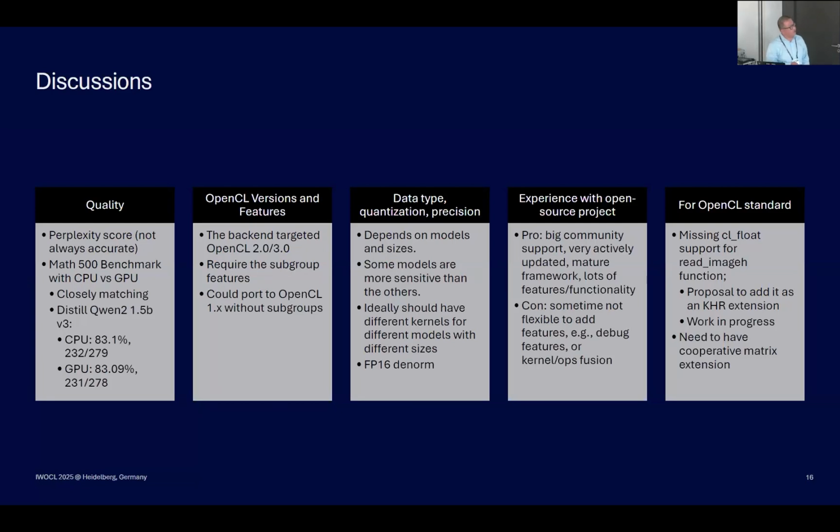For data type, quantization, and precision, as I mentioned, some models are more sensitive to precision than others. So sometimes we have to switch from FP16 kernels to FP32 in order to maintain the quality. This becomes more important when the model becomes smaller. Like the 1 billion and half billion models are more sensitive than the large models. In the future we plan to do more dynamic kernel selection. For example, for some of the kernels, when you don't have FP16 support, you actually get poor results. So this is also very important.